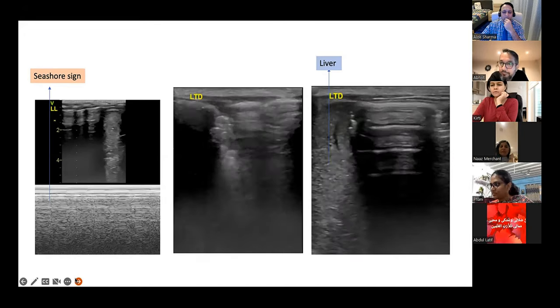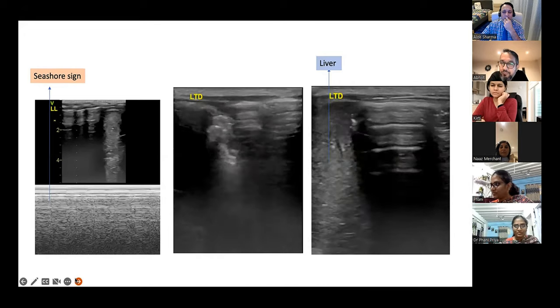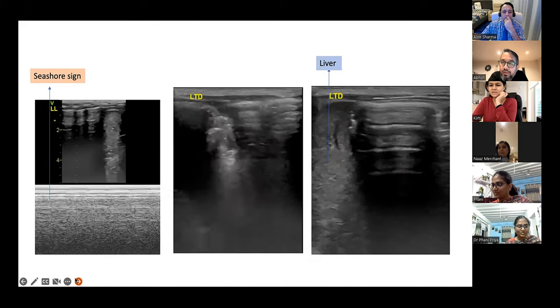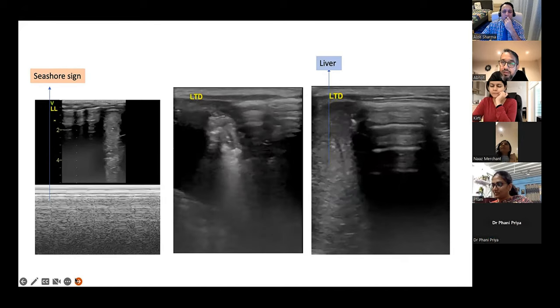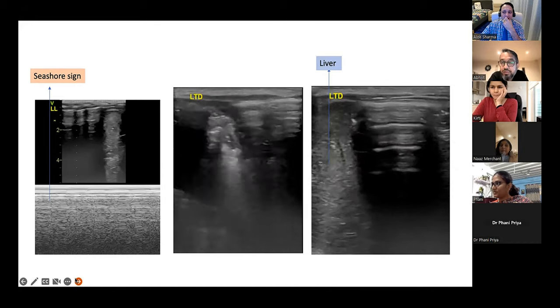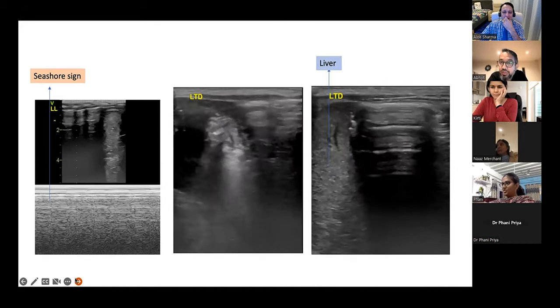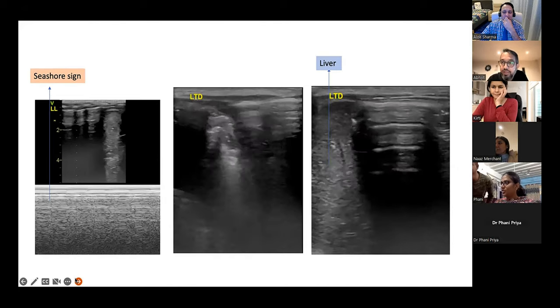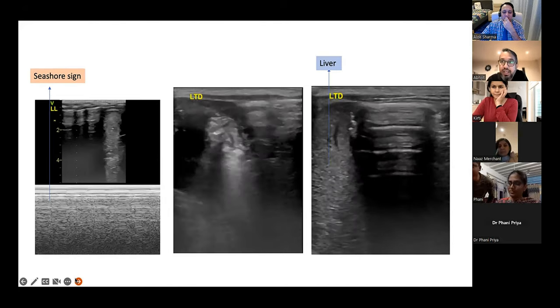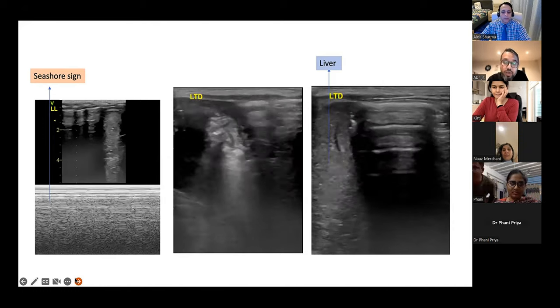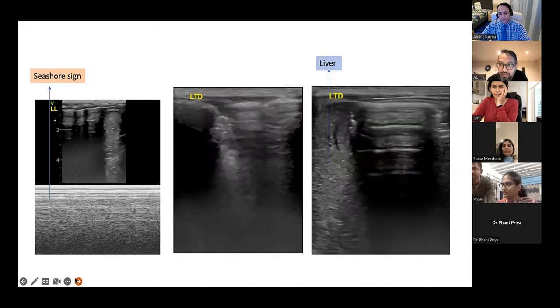Is there a way to know in the image whether the probe I'm holding is perpendicular or have I slanted it a bit? Does anything come out more prominently when you hold it perpendicular? Yes. The reason we try to keep it as perpendicular as possible is that is the point where you hit the pleural line at 90 degree angles. And that's where your A lines are generated the best or your B lines are seen the best.